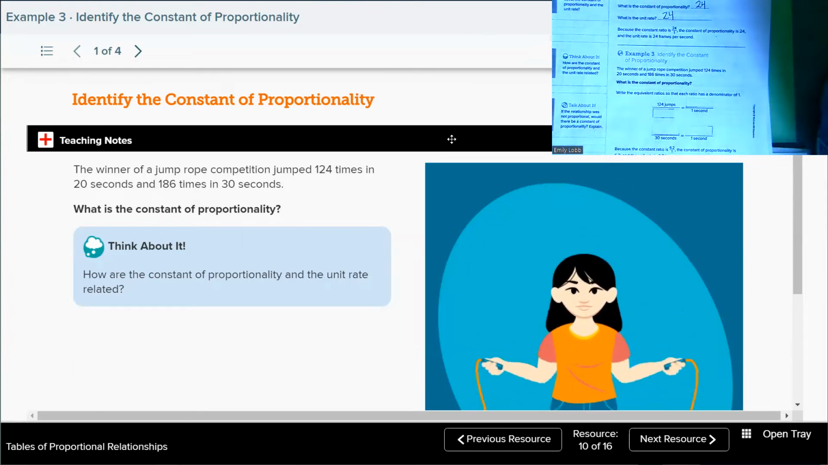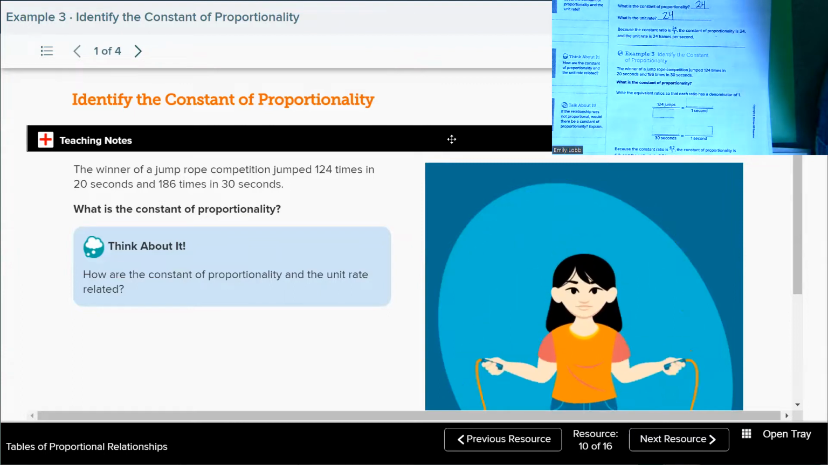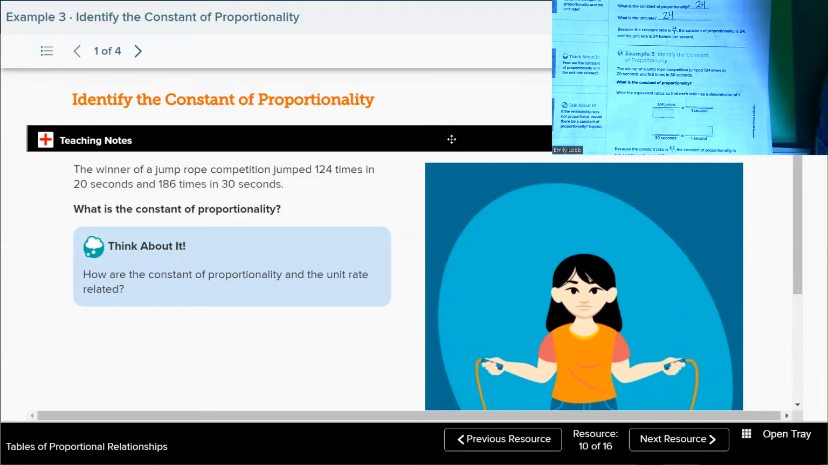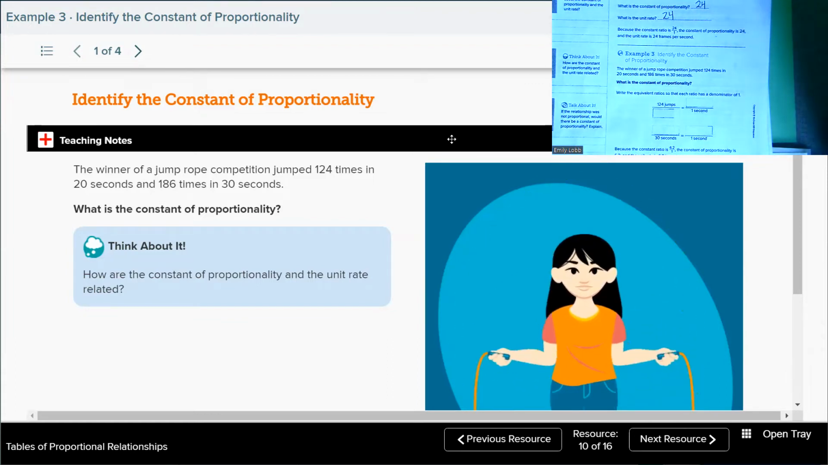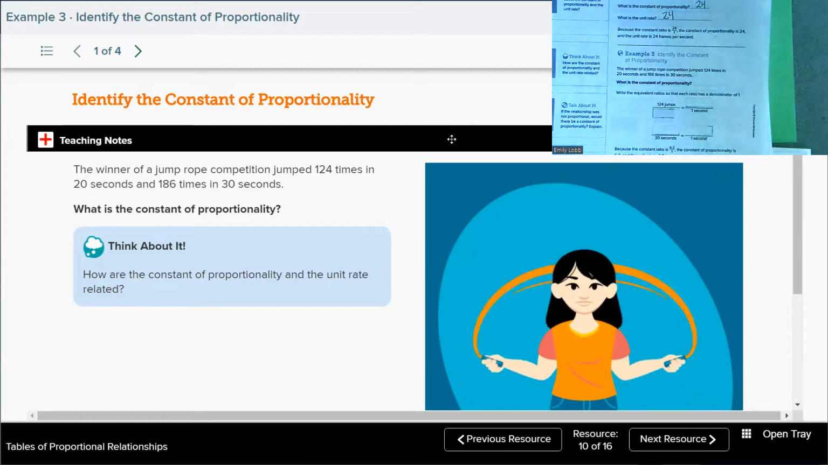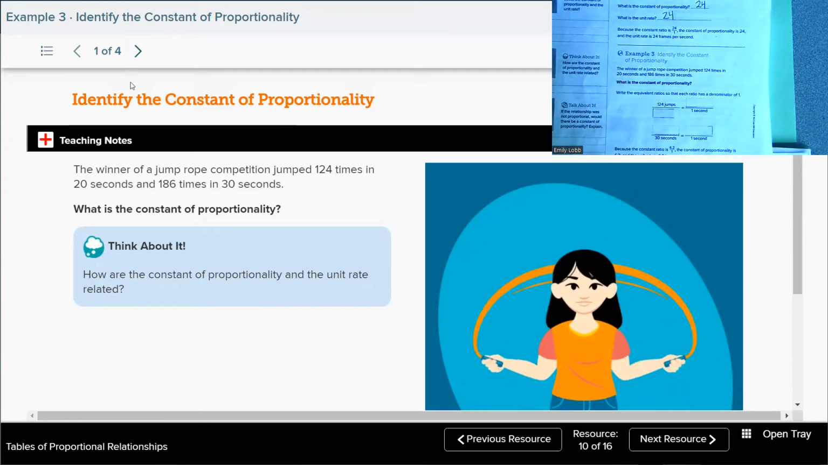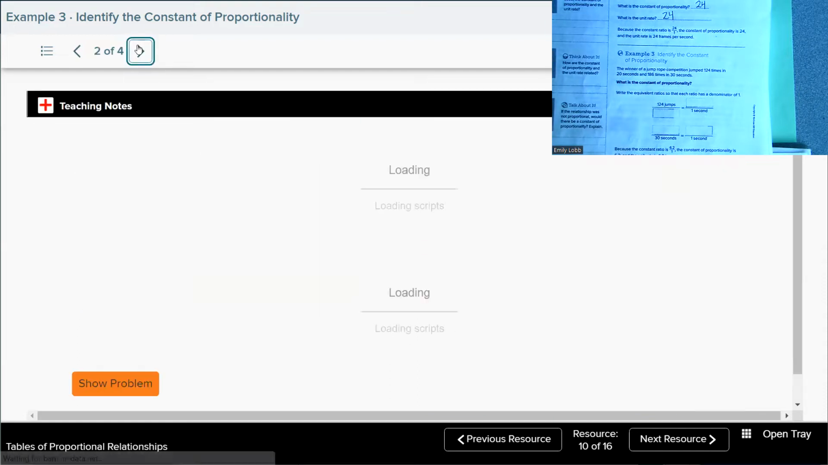So how are the constant of proportionality and the unit rate related? How are they related? What did we just say? They are the same thing. Okay, constant of proportionality and the unit rate are equal to each other. They're the same. So if we can figure out unit rate, which we all should be able to do, we can figure out our constant of proportionality.